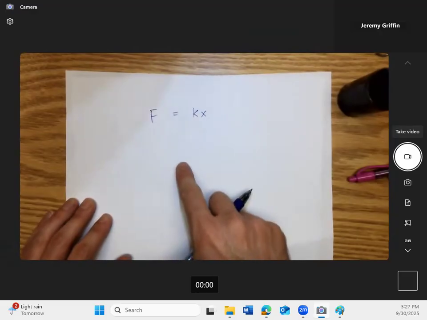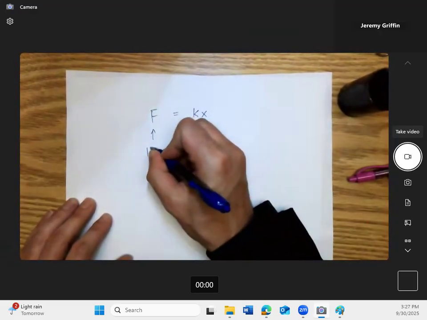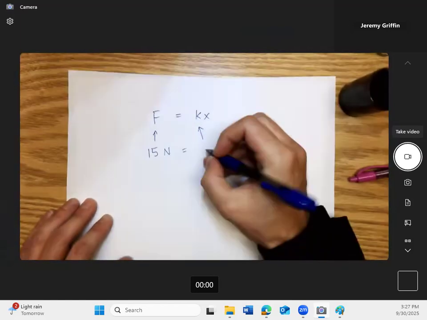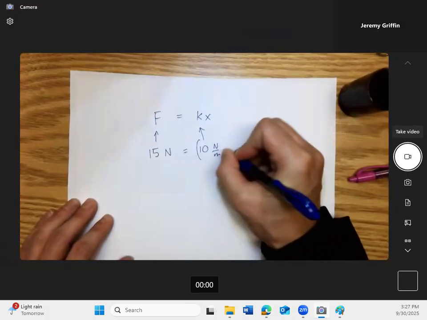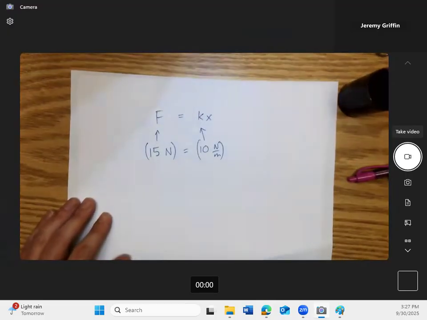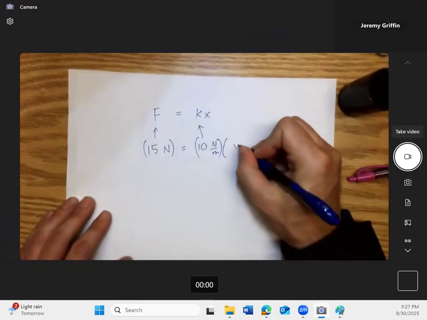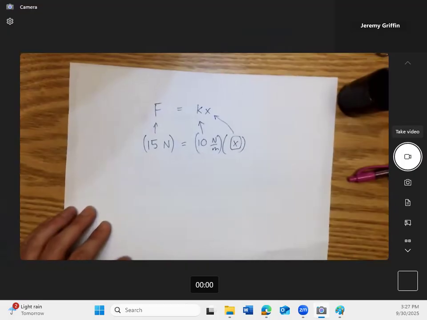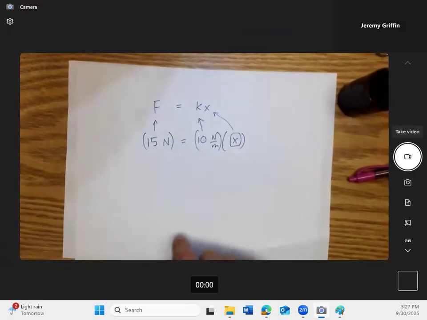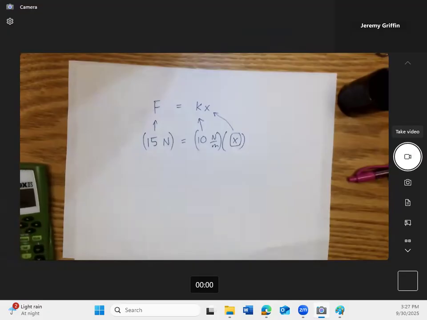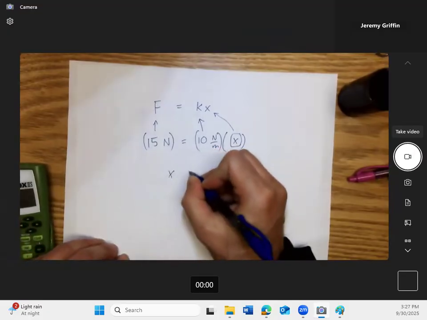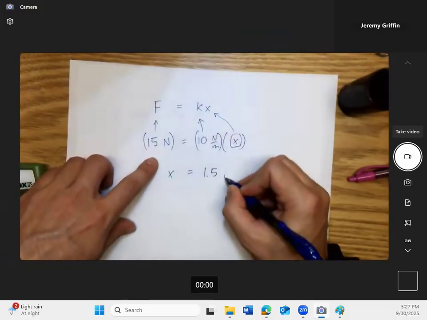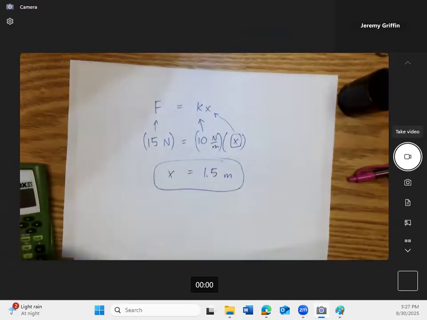In this case, they said a 15 Newton weight, so in place of the force, I put 15 newtons. They said the k is 10 newtons per meter, so that goes right there. And then the question is, how much does it stretch? Solve for this x right here. It's going to come out to some number of meters. Actually, I don't need a calculator for that. Guys, what's the answer? Yeah, 15 over 10, 1.5. And then the units cancel, you get meters. Yeah, that's it. 1.5 meters.